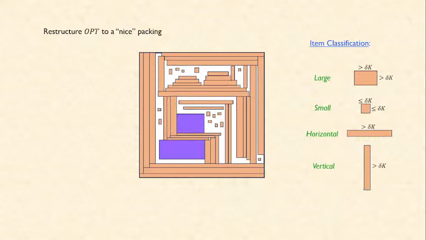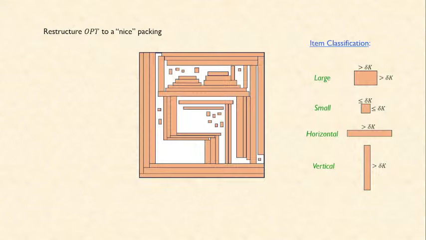So notice that since the area of each large rectangle is at least a delta-square fraction of the area of the knapsack, the square, there can only be a constant number of such large rectangles in any feasible packing, right? And therefore, if we assume that the size of the optimal packing is large enough, then the number of these large rectangles is only going to be an epsilon fraction of opt. And therefore, we can simply discard them, because in the other case when opt is small, we can just do a brute force enumeration.